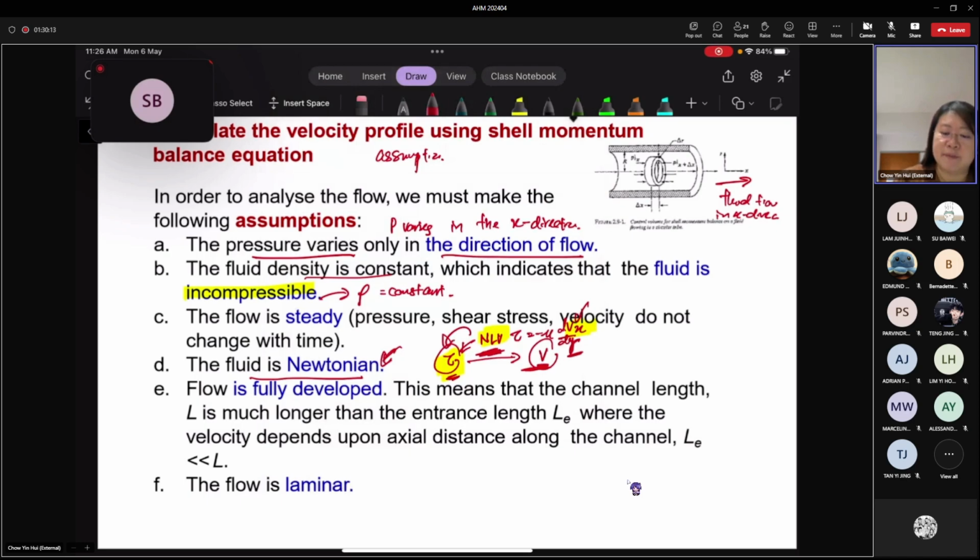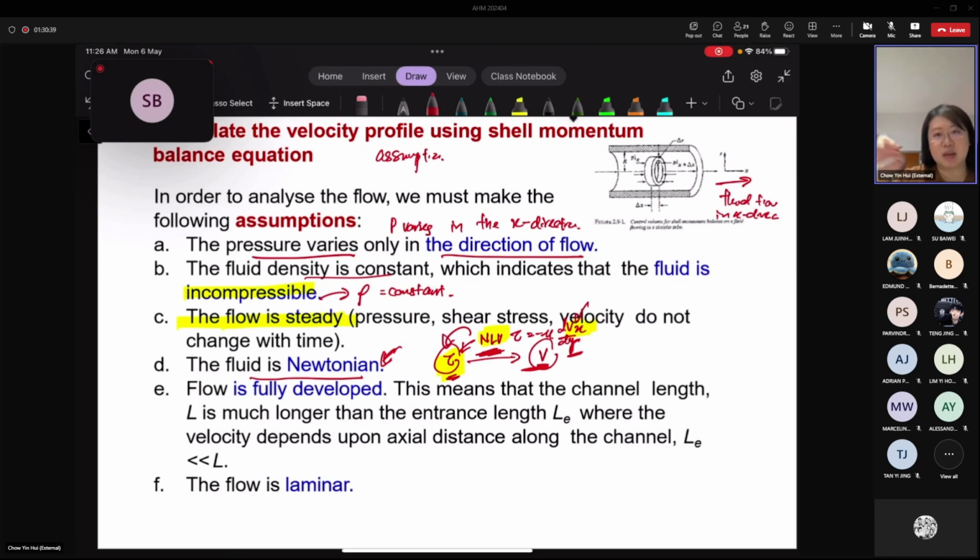Okay. Now, another very common assumption is that the flow is steady. Which means the velocity, the pressure, and the shear stress at any point will remain the same over time. For velocity, it may not be the same over the cross-sectional area, because you know that the velocity changes in the radial direction. But at any time, along the pipe, at the same distance from the center of the pipe, the velocity will remain the same.